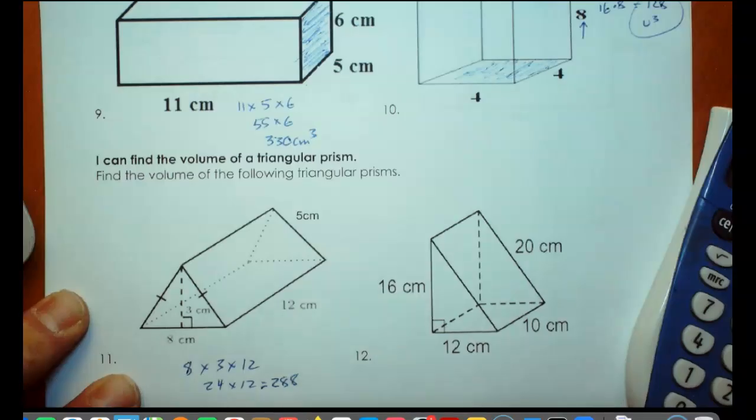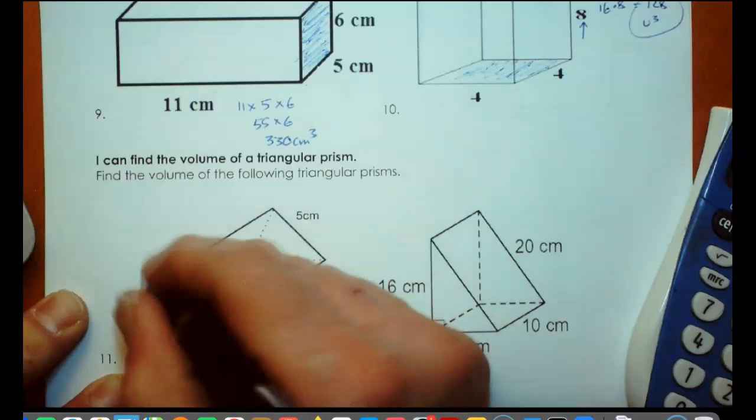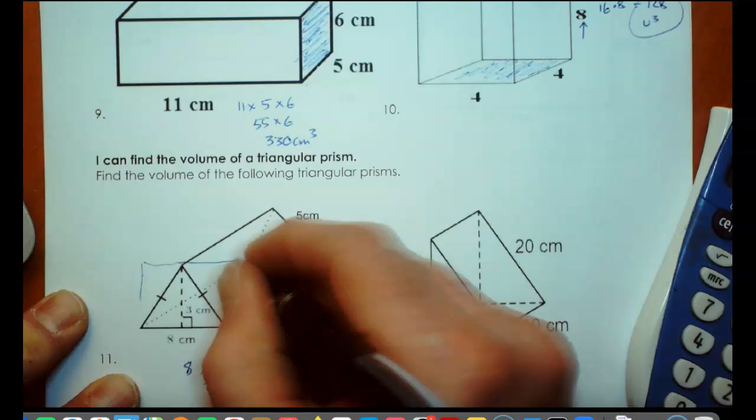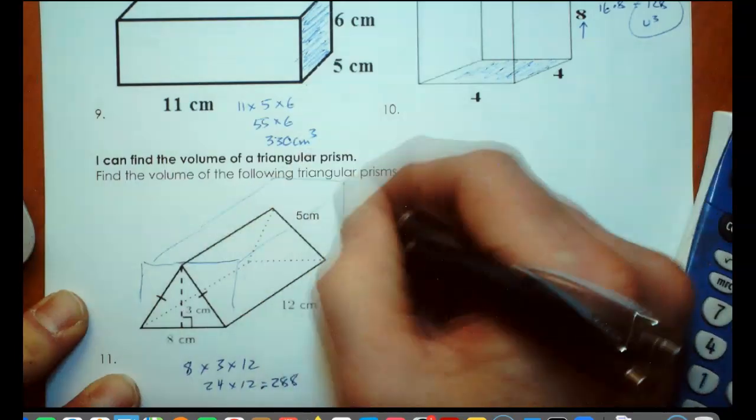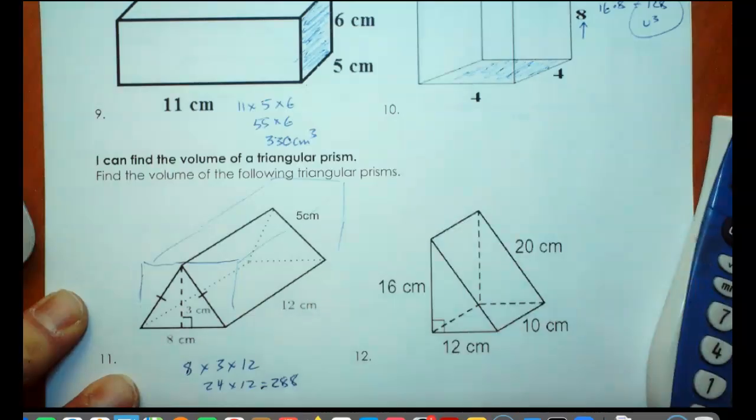But if I left it like that, what I would have done is found the volume of a rectangular prism. And this is not a rectangular prism. You know, this is a triangular prism. So I have to divide that by 2, which is 144 centimeters cubed.